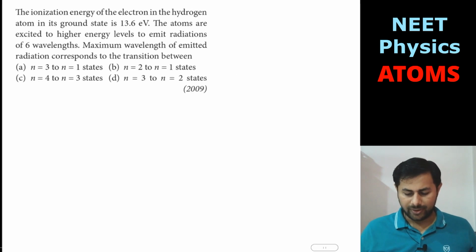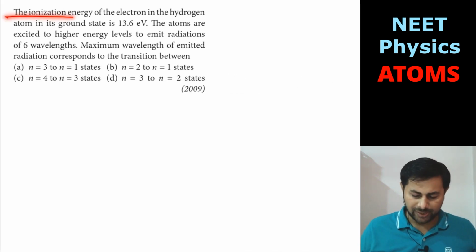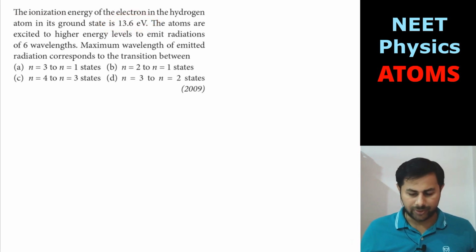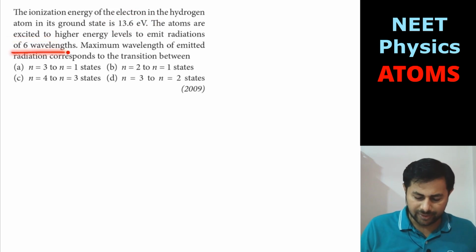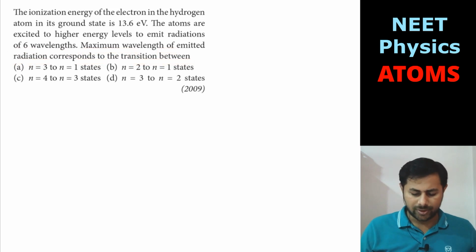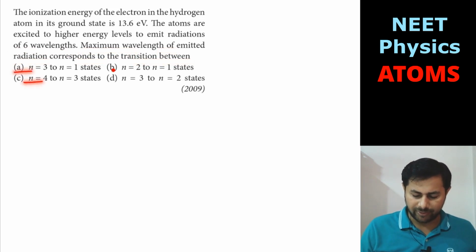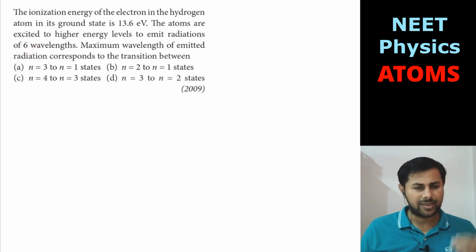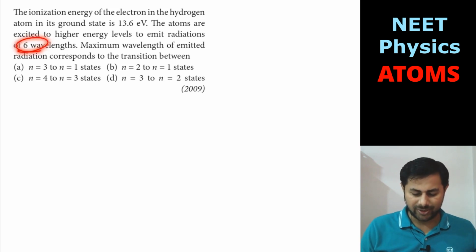Okay, good. Let's see the next one. Ionization energy of the electron in a hydrogen atom in the ground state is 13.6 electron volts. The atoms are excited to higher energy levels to emit 6 wavelengths. The maximum wavelength of emitted radiation corresponds to the transition between... So you just need to find out which is the maximum wavelength. Actually, ideally you will need to find out where the electron goes, because it's emitting 6 spectral lines.